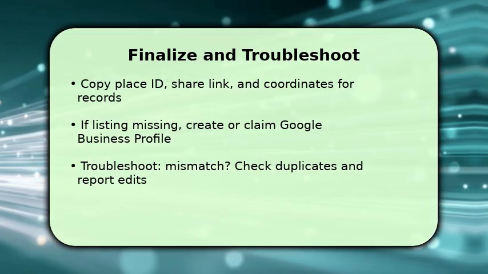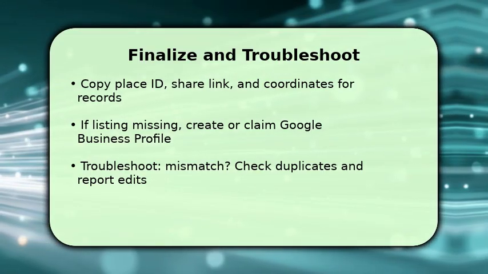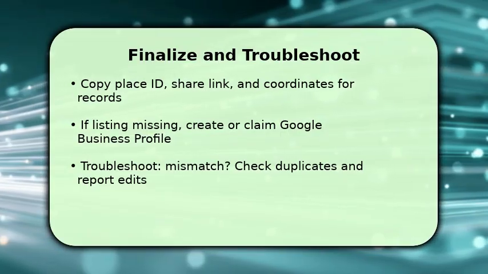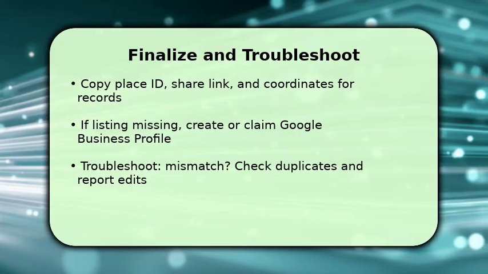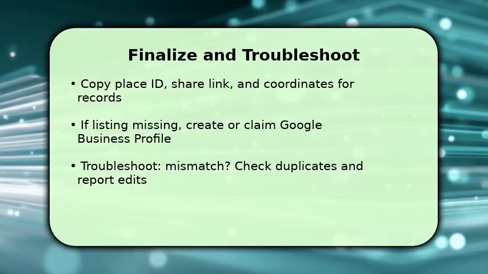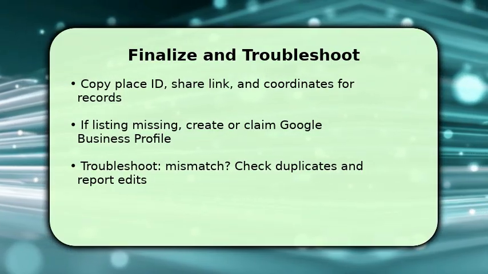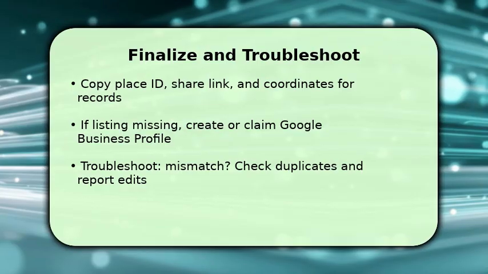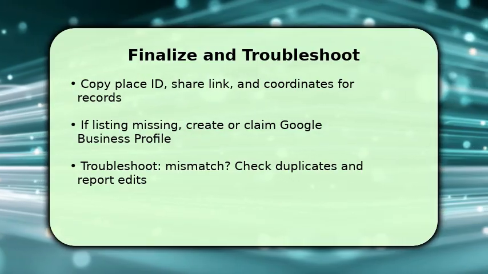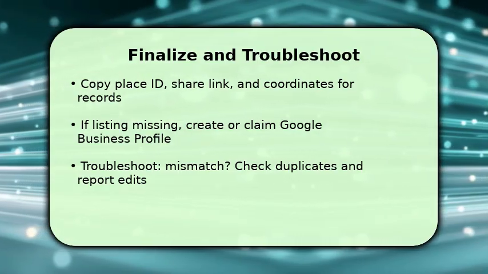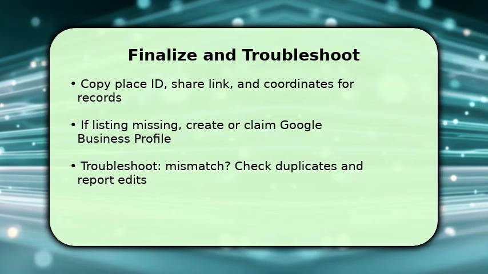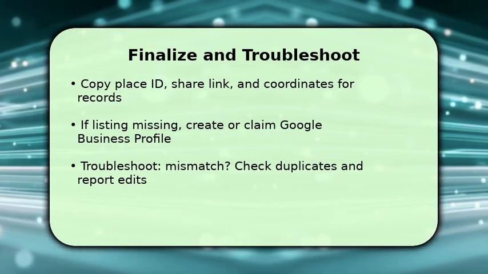If no listing exists, the only reliable next step is to create or claim a Google business profile using the exact legal address and phone. Follow verification prompts. If details mismatch, search for duplicate listings and request merging or report an edit. If verification fails, advise the client to accept the mailed postcard or phone verification to complete ownership and resolve access issues.